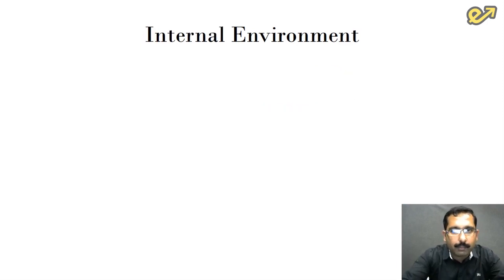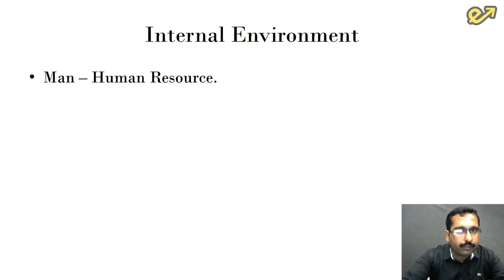Now, internal environment. The first component of internal environment is the man, that is the human resource. Every company has the liberty to select the kind of human resource they want, and they purely select the human resource based on the kind of job they do. There is a golden rule in human resource management which says that right man for the right job at the right time. So companies have the liberty to select the kind of human resource they want to work in their organization.